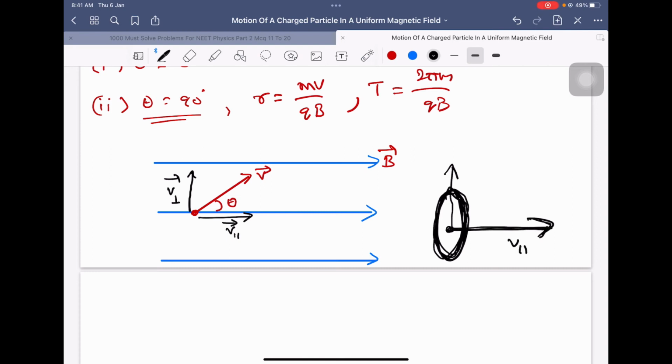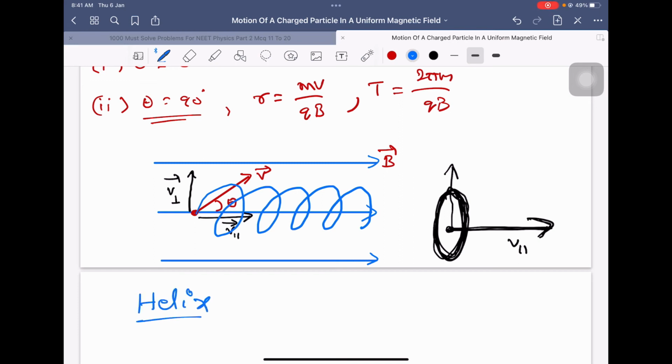So effectively the nature of the path of the charged particle will look something like this. Due to the parallel component, it moves along the magnetic field. Due to the perpendicular component, it tries to move in a circular path. So the nature of the path will be a helix. It will move in a helical path.